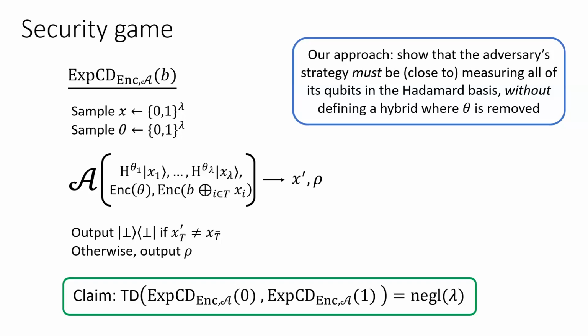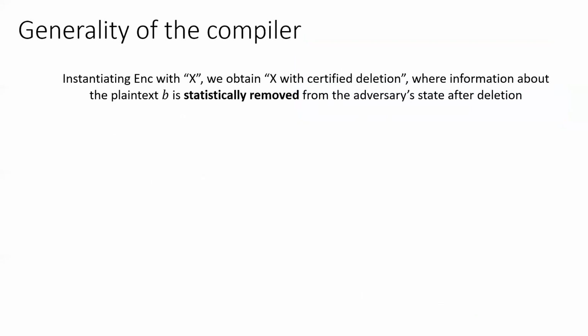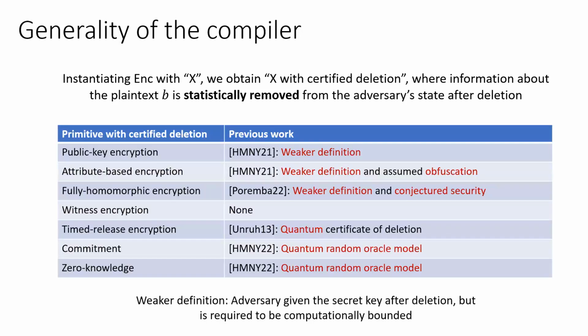All right, good. So now let me go through the results that we get. We can instantiate ENC with a bunch of different encryption schemes and improve prior work in this area. We automatically get a public key encryption scheme with certified deletion, even a fully homomorphic encryption scheme, and then even some of these other primitives at the bottom, like commitments and zero knowledge proofs. In many cases, we improve prior work in the sense that we go from this weaker key leakage definition to this everlasting security definition.